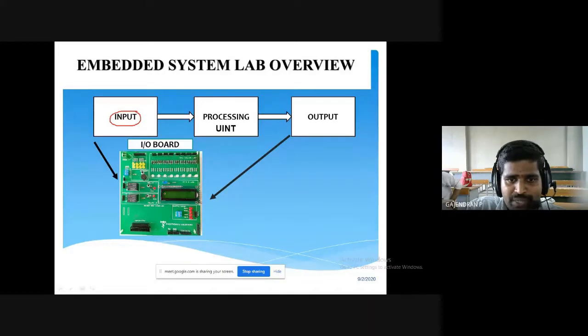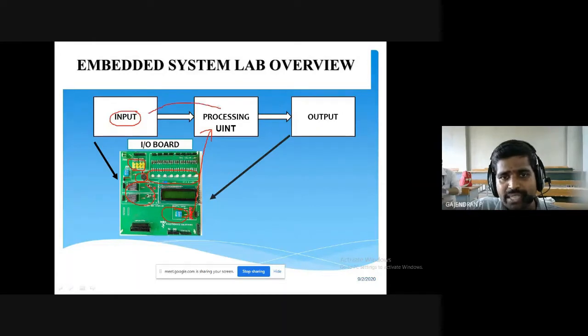What are all the input devices available in this IO board? Yes, very good. Switches. Where are the switches available? These are all the switches. This is going to act as an input device for my processing unit. What are all the outputs available in this IO board? I have LEDs, buzzer, tricolor LEDs, and relay. These are all output devices.